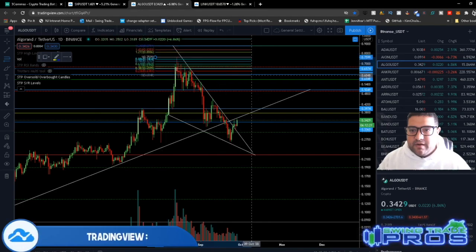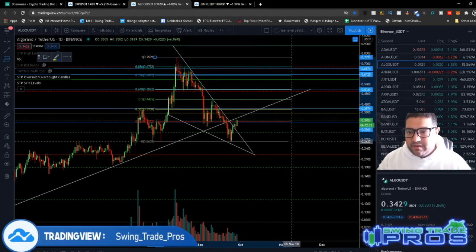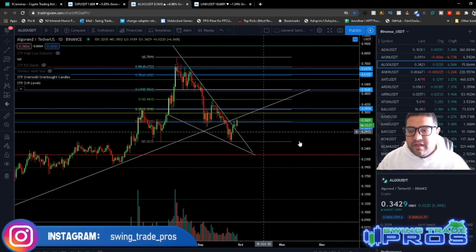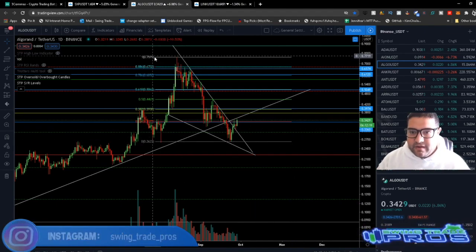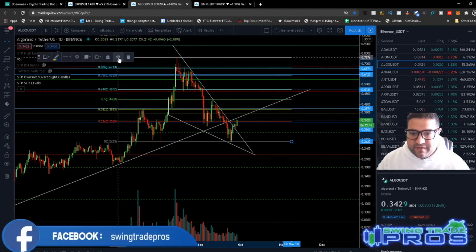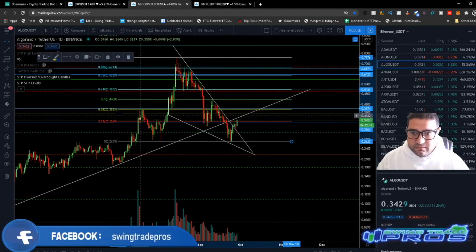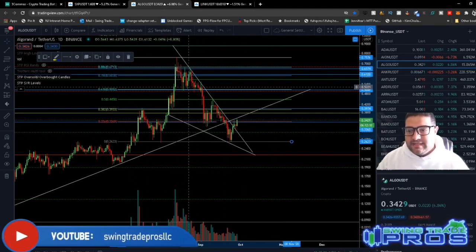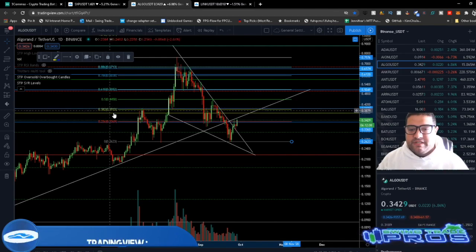Now if we take our fib tool again, we're going to fib from the top, which is this wick up here, down to the said bottom. Either way, we only know that this is a bottom if we get above the 236 fib extension. Now the 236 fib extension is kind of right where we're at right now, but we're above it. So technically, you could say that this is a valid pattern because we are above the 236 fib extension.